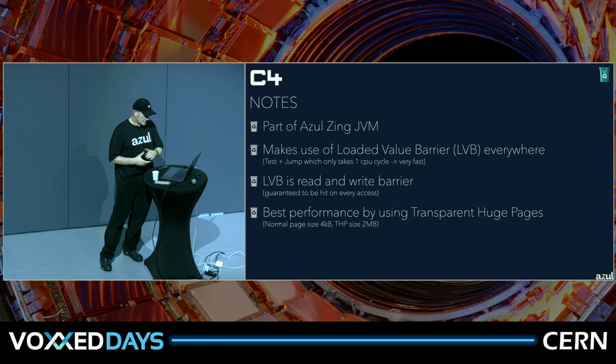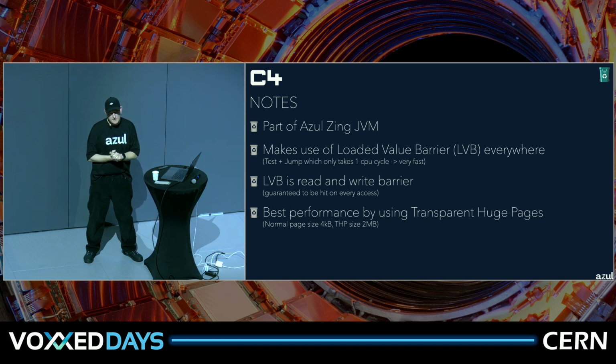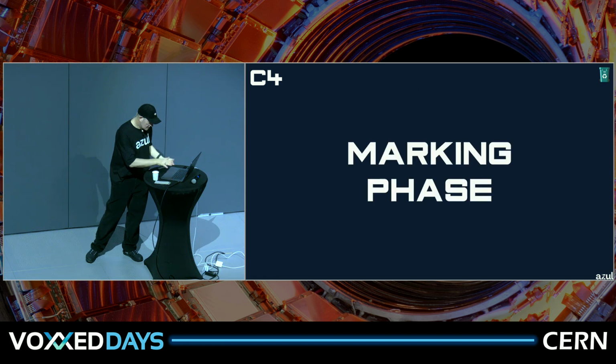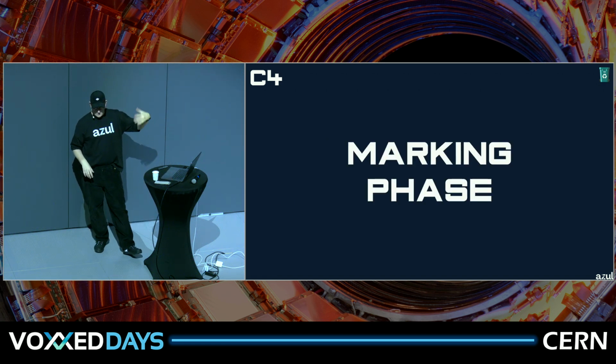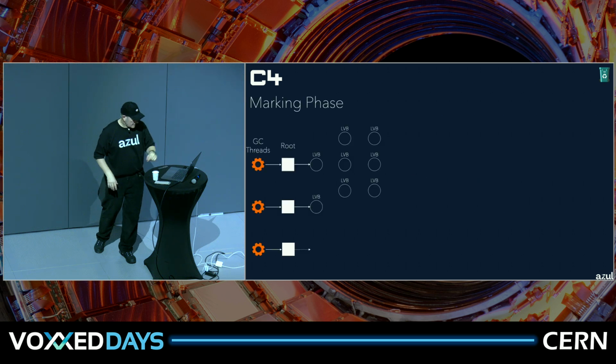And as mentioned here, if you run on Linux, and we only support it on Linux, you need THP enabled, which is better because then the memory page in Linux is bigger, and it means we can use bigger regions. To give you an idea how the marking phase works in that one and also in ZGC, I give you a short example.